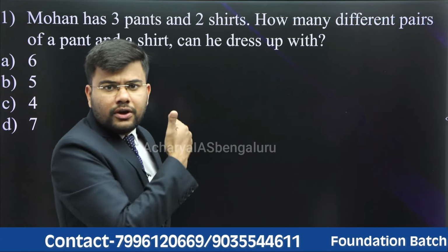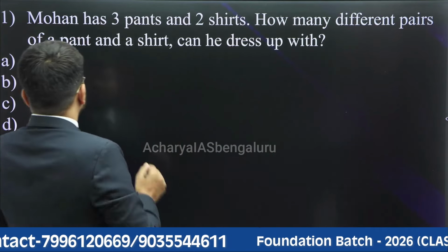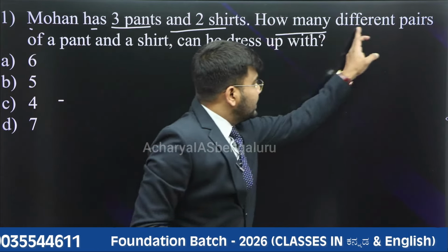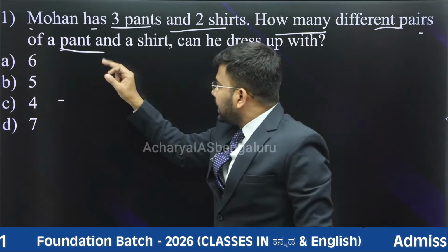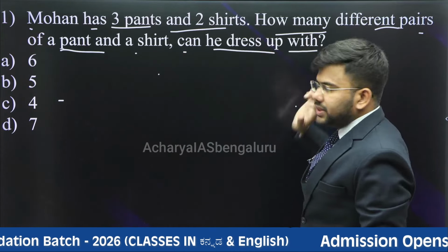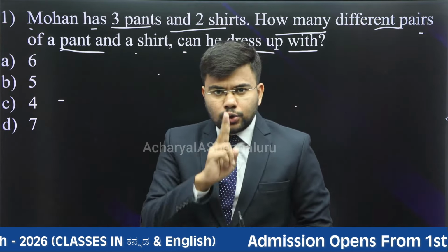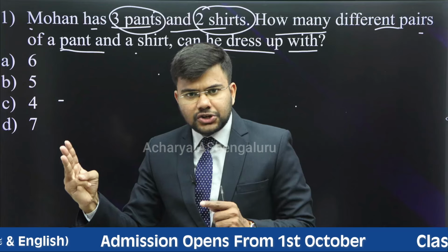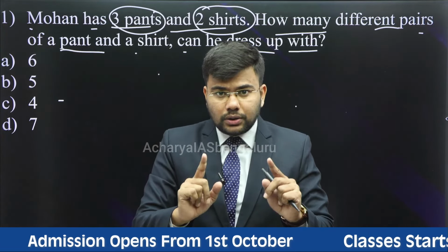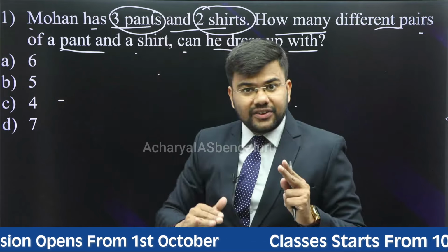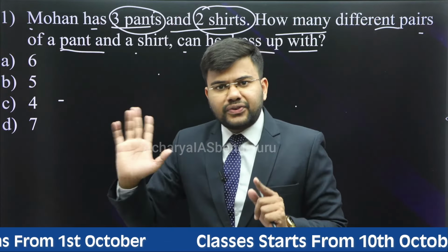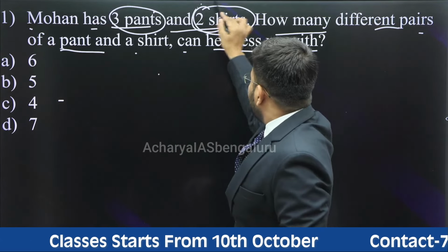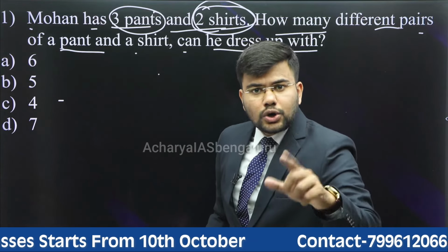So for the first type of question, we are going with a back-to-basics question, that is, Mohan has 3 pants and 2 shirts. How many different pairs of a pant and a shirt can be dressed up with? That means Mohan is having 3 pants and 2 shirts. Here repetition is not allowed, in the sense that the 3 pants are of different colors, not of the same color, or 3 different pants. I think you are getting the first type of question. Now the 2 shirts also are of different colors or different types.